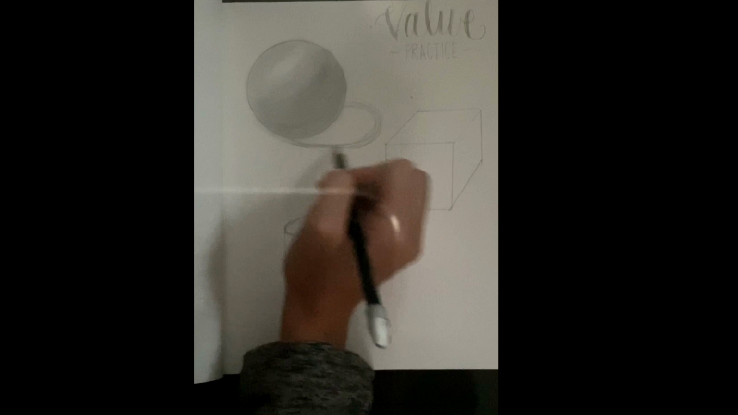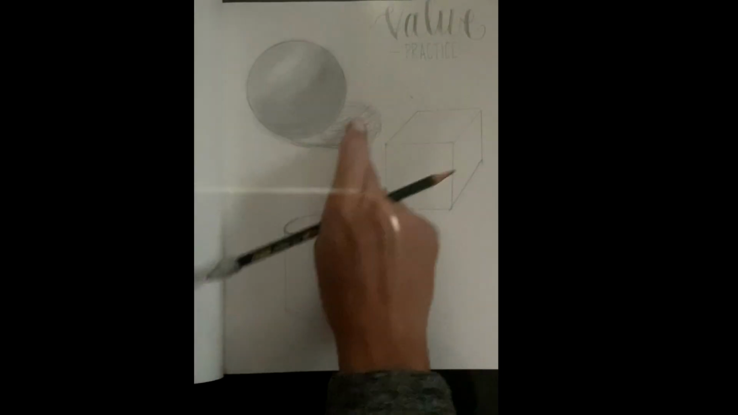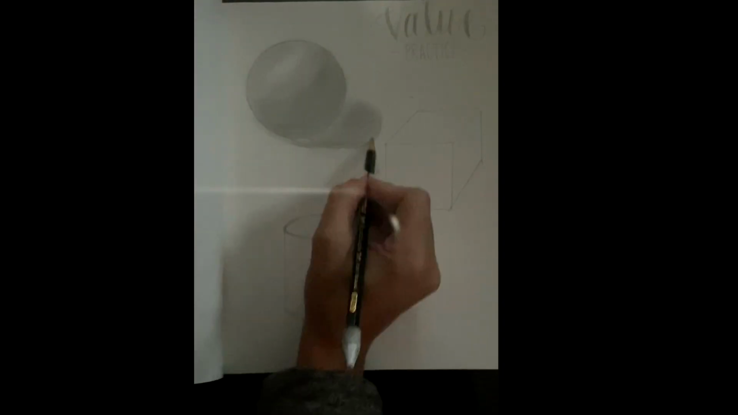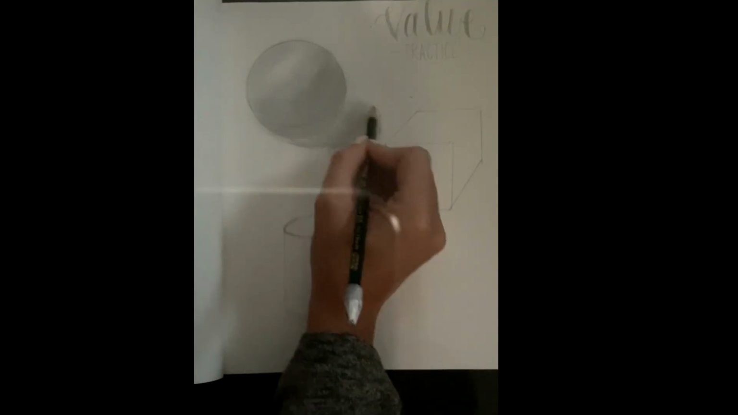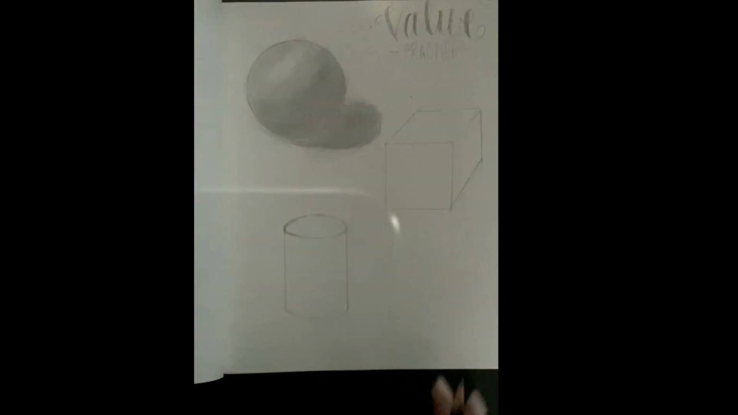I'm not just scribbling back and forth. I'm not pressing down really hard with my pencil. I'm just scraping it back and forth and shading it all in. You don't want to press down too hard with your pencil because then you're going to have really harsh lines and it's going to be very hard to erase those lines or even blend them.